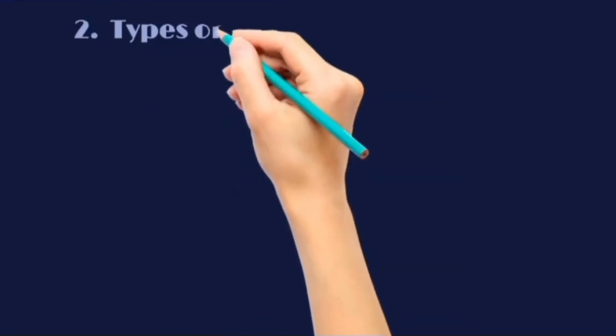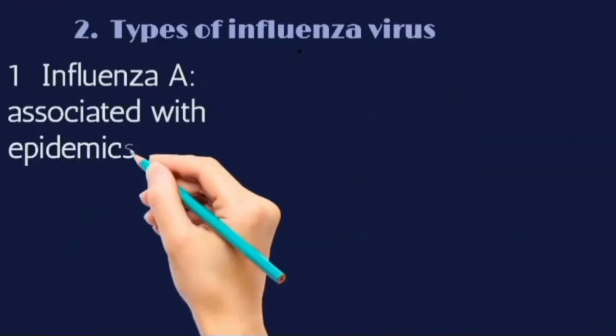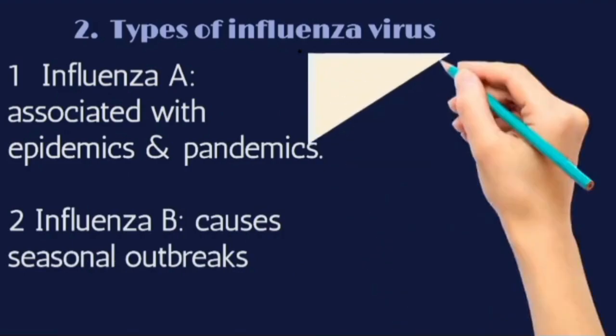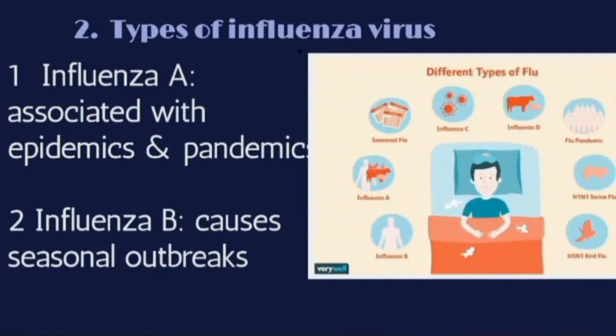Now, the types of the influenza virus. The first type, influenza A, is the most serious type of the influenza viruses. It can cause flu pandemics and epidemics. The second type is the influenza B, which can cause seasonal outbreaks, but pandemics generally do not occur with influenza B viruses. Humans are the natural host of the influenza B.